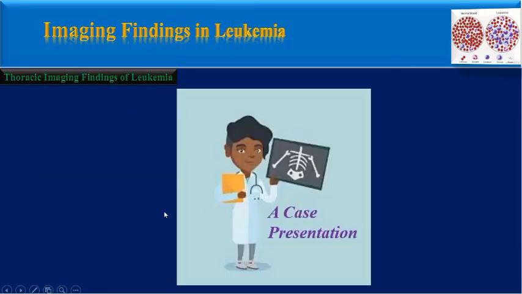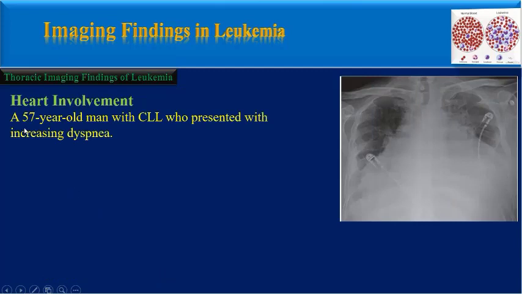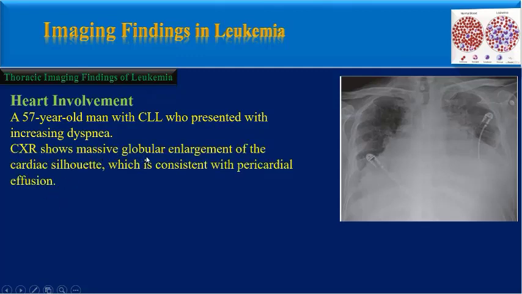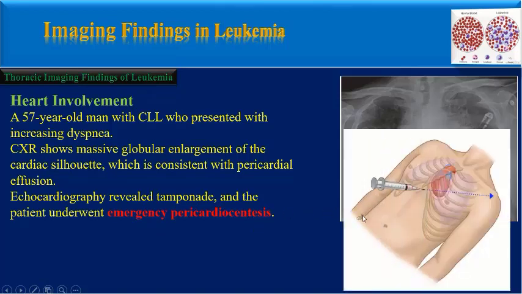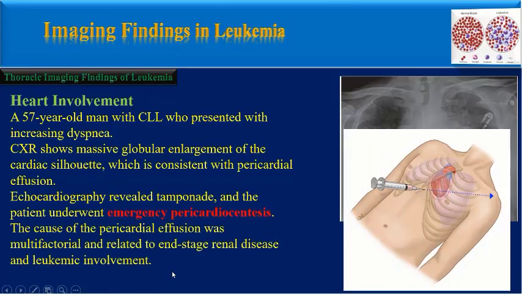A case presentation: a 57-year-old man with CLL who presented with increasing dyspnea. Chest X-ray showed massive globular enlargement of the cardiac silhouette, which is consistent with pericardial effusion. Echocardiography revealed tamponade, and the patient underwent emergency pericardiocentesis. The cause of pericardial effusion was multifactorial and related to end-stage renal disease and leukemic involvement. Pericardial biopsy of this patient revealed CLL.